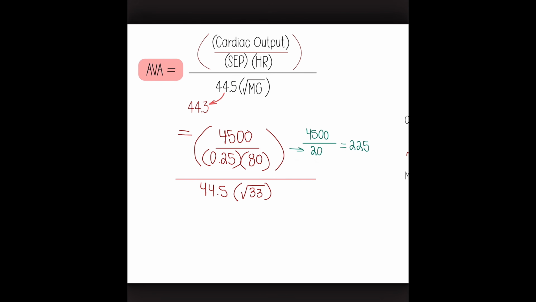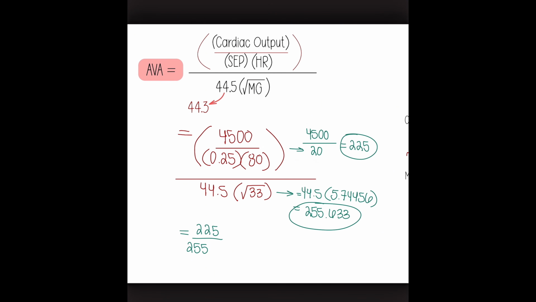And then you have the bottom portion. Let's do the square root of 33 first. That is 5.74456. Remember, I'm really a big rounder outer. Okay, and 44.5 times that is 255.633. So you're going to take your numerator and denominator, 225 divided by 255.633, and you will get a calculator with the board exam.